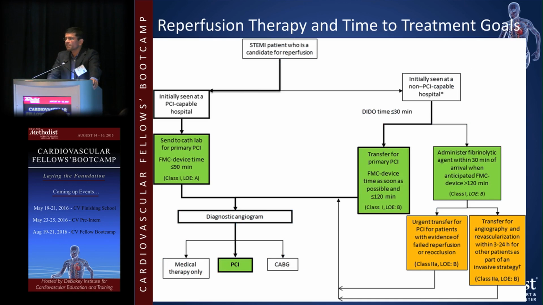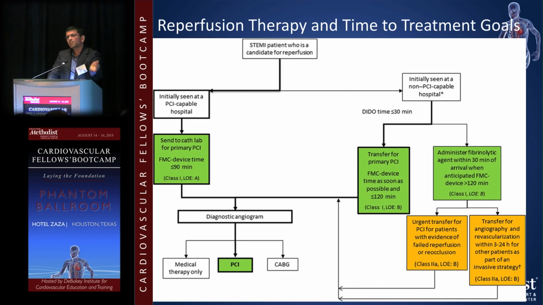This is the very simplified version, in the most recent guidelines, of how you should manage a patient with ST segment elevation MI. So if a patient with STEMI who's a candidate for reperfusion comes to a hospital that can perform PCI, the goal is to get these patients to the cath lab as soon as possible to reperfuse them with PCI. Within 90 minutes is the maximum goal, but the earlier the better.